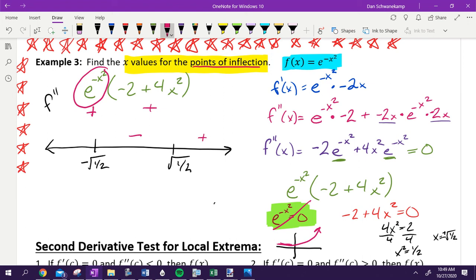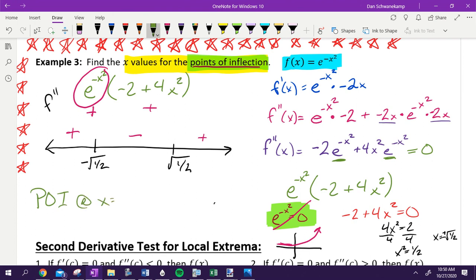Plug in a number less than negative square root of 1/2, so negative 10 billion. When I square it, it goes positive. It's positive. There is my sign chart. That is going to allow me to answer this question. Where are the points of inflection? You have a point of inflection at x is equal to.